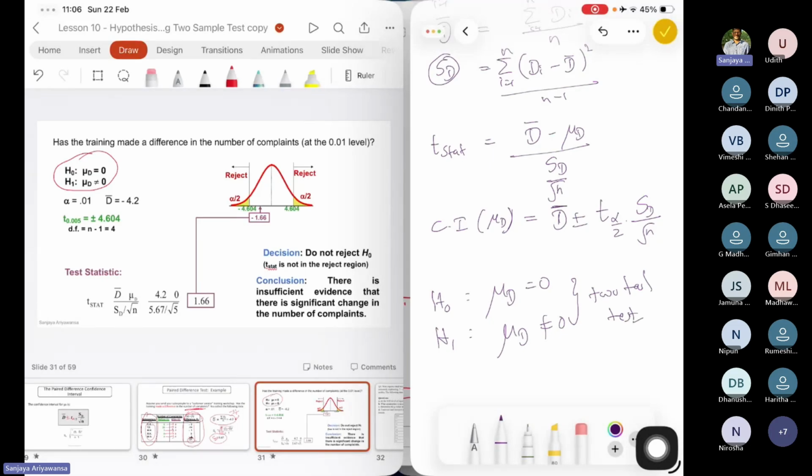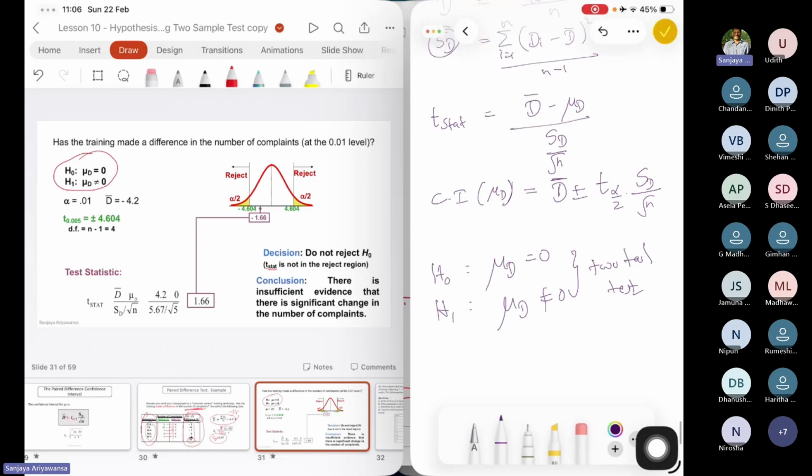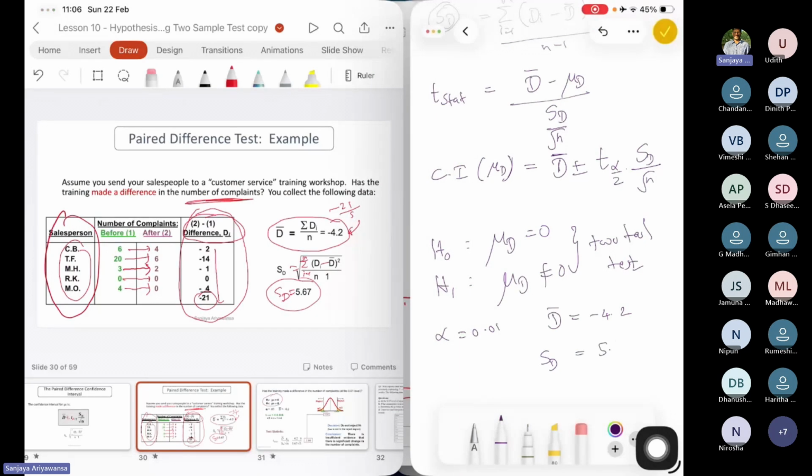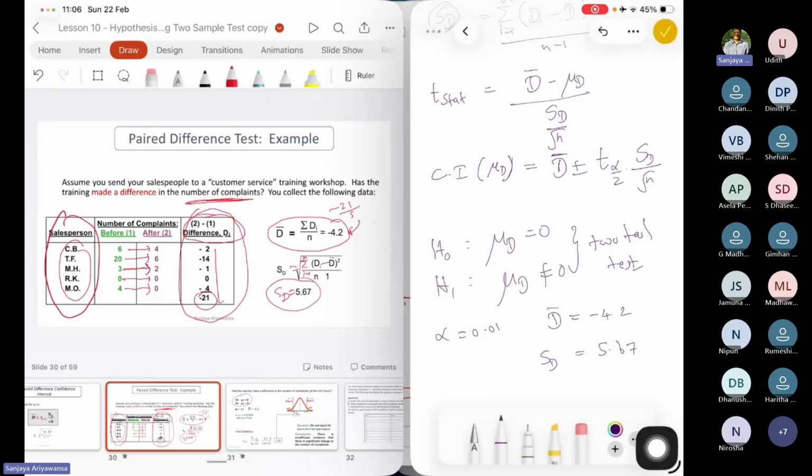So it's a two-tailed test. Now, what do we do? Same as before. Assume alpha is given as 0.01. We have calculated d bar, which is negative 4.2. We have calculated SD also, I think. Yes, SD was also calculated, 5.67, right?